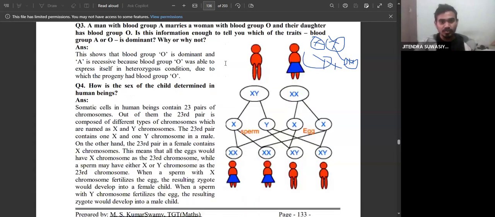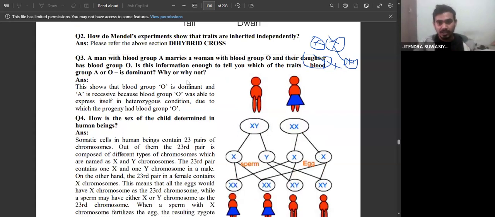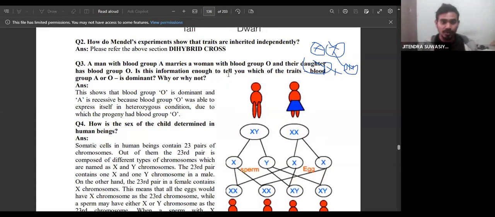A man with blood group A marries a woman with blood group O, and their daughter has blood group O. Does this information tell you which of the traits, blood group A or O, is dominant, why or why not? So in this, what will happen? Blood group O is dominant and A is recessive.